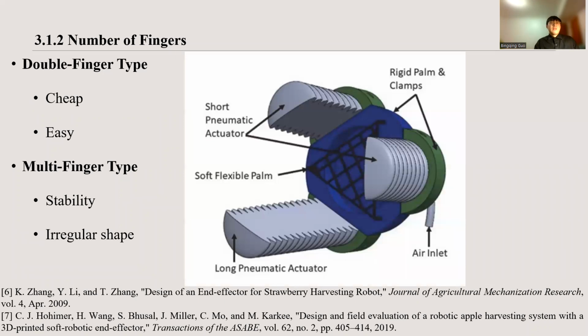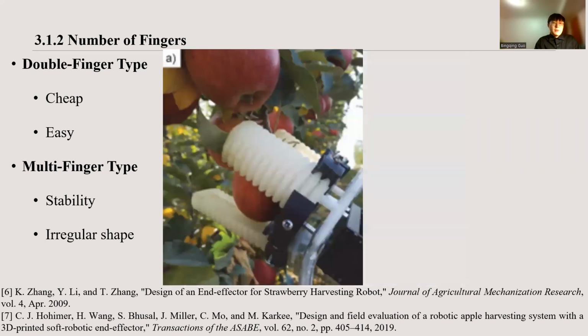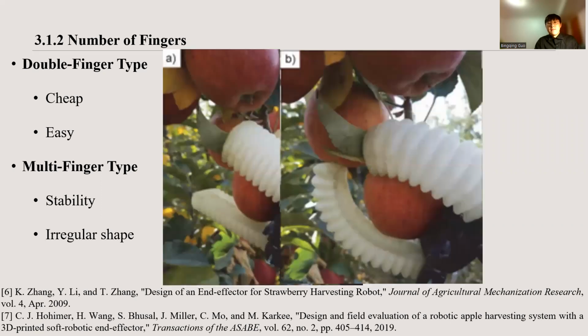And this one is a multi-finger type. It is used to harvest the apples. The three fingers can hold the apples firmly, and they are driven by the pneumatic actuators.